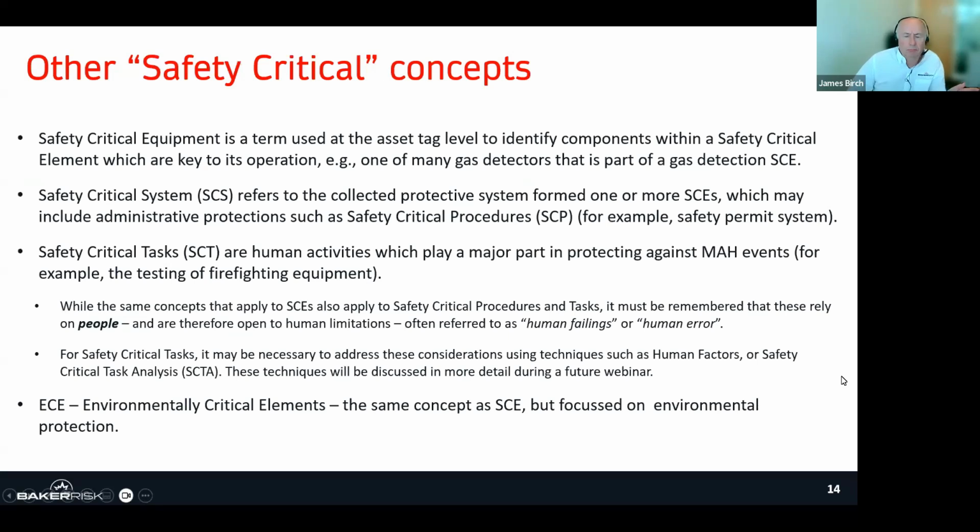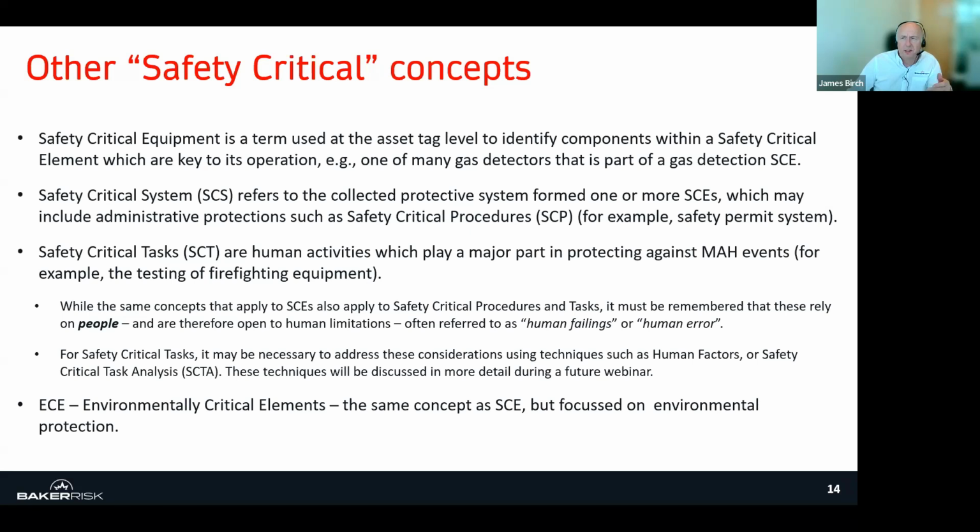There are also a number of other safety critical concepts which I'm not going to go into in a lot of detail today. We'll cover some of these in a future webinar. But just to understand terms that get used. We talk about safety critical equipment, which is sometimes a little confusing because of course it abbreviates to SCE the same way as a safety critical element. But safety critical equipment is when we're talking about the instrument or equipment tag level. So part of the safety critical element.